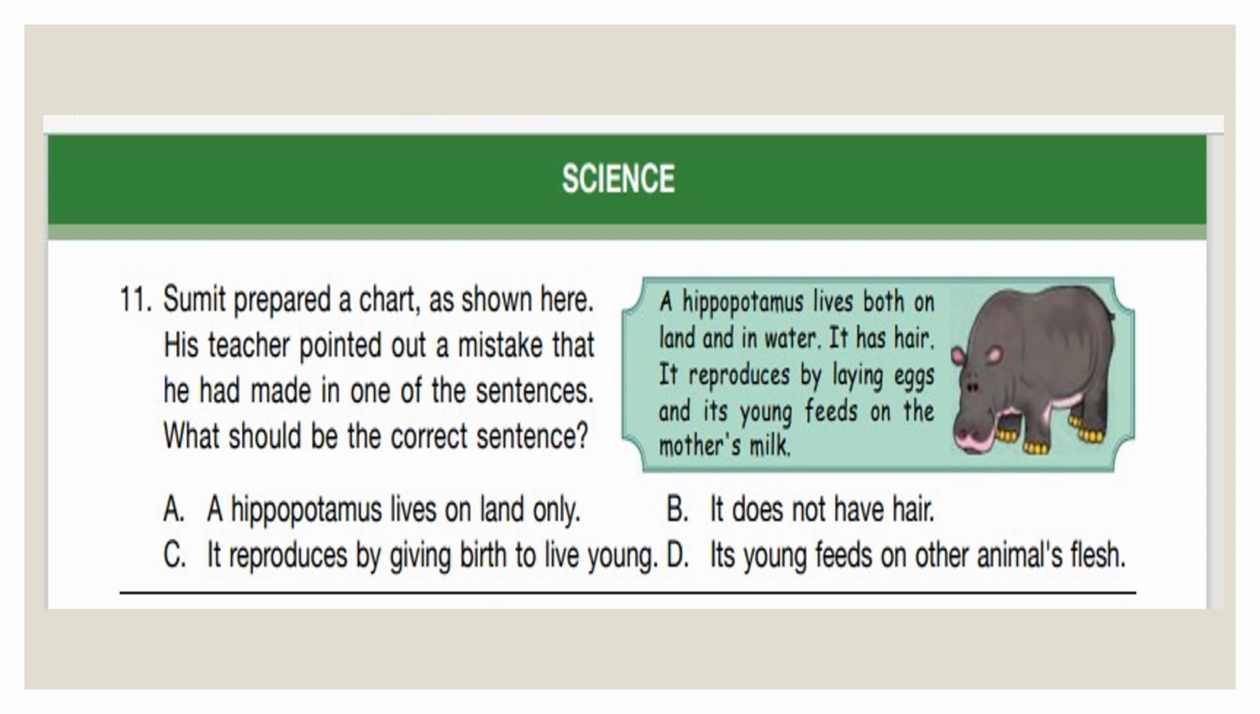Option A, hippopotamus lives on land only. Option B, it does not have hair. Option C, it reproduces by giving birth to live young. Option D, its young feeds on other animals' flesh. And the right answer is option C. It reproduces by giving birth to live young.